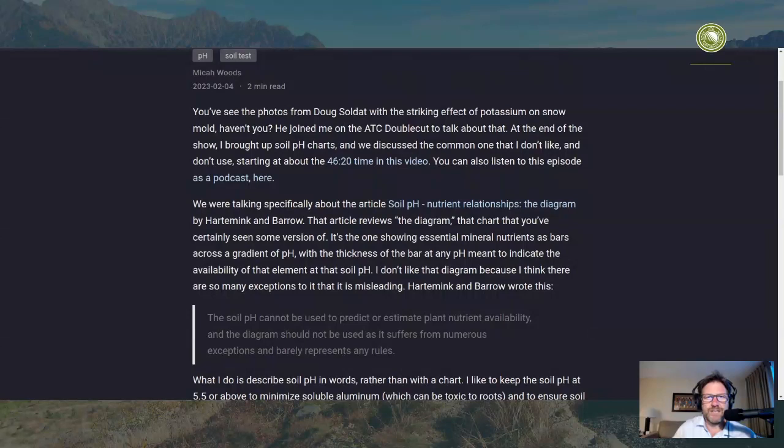And each one of those elements has a bar. And the width of the bar across a range of pHs, which is on the horizontal axis, starting with very acid, something like 3 or 4, and going up to a high pH, which is 8 or 9 or 10, the width of that bar for each element changes. It goes really narrow when there's relatively less availability of that nutrient. And then it goes to a wide fat bar, a thick bar, for the soil pH range at which those elements are supposed to be more available.